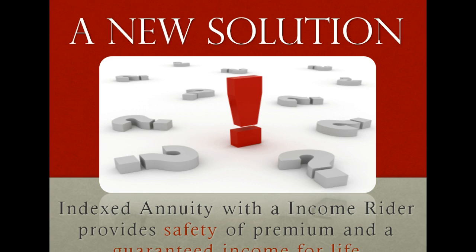You don't lose control of your principal. Your principal still earns interest and will be passed to your loved ones at your death. But in the event that you outlive your money, your income is guaranteed through the income rider, guaranteed life income rider, to never go away.